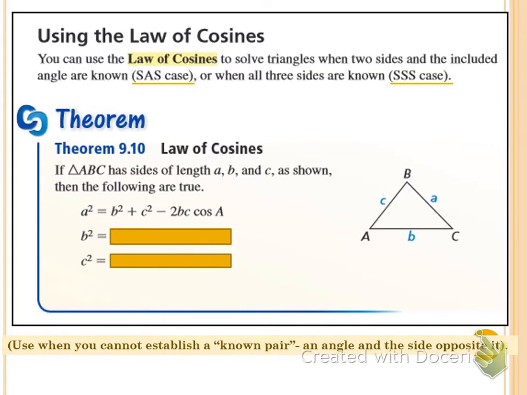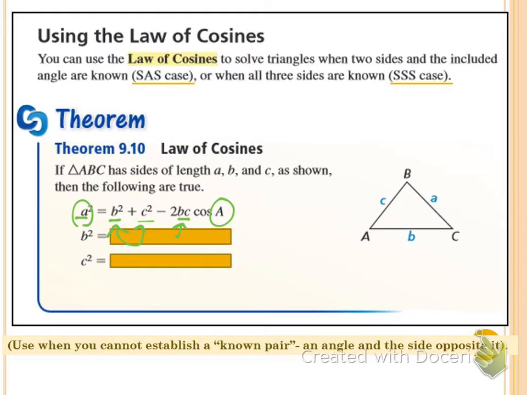a squared equals b squared plus c squared minus 2bc times cosine of angle A. It looks a little overwhelming at first, but you've seen a, b, and c squared, right? It looks like the Pythagorean theorem. And then the pattern is minus 2bc, so whatever these 2 letters are, they go here. And then cosine of angle A, which matches the side there.